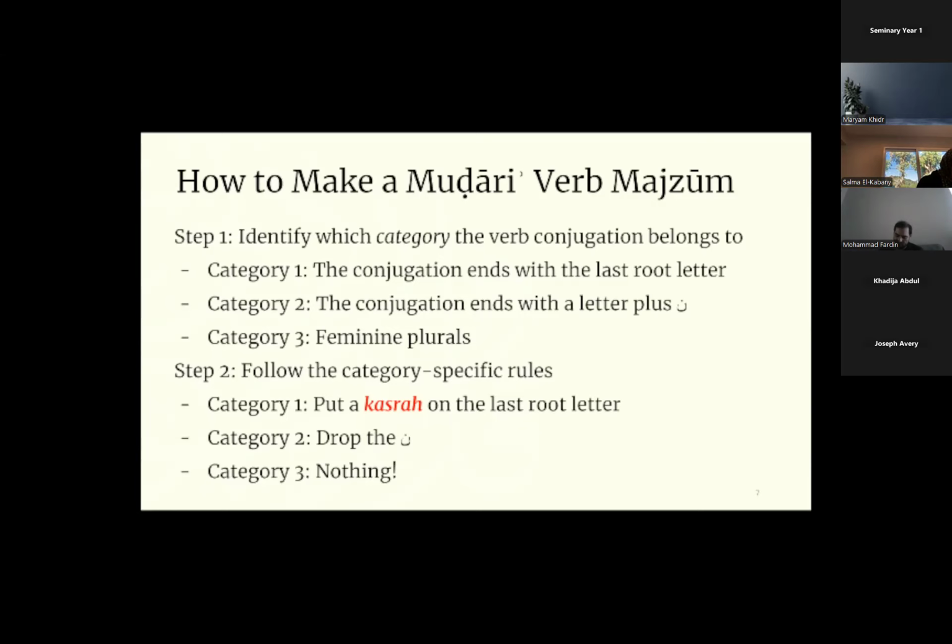And then category 3, feminine plurals, only 2. What are they? Hunna and antunna. Good.